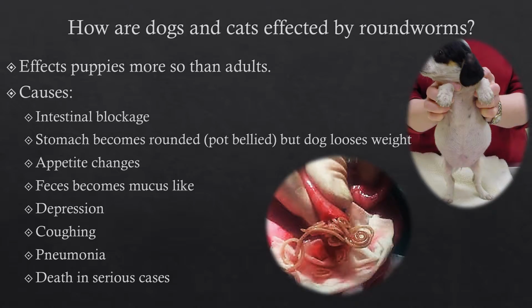They penetrate the intestinal wall. They cause bleeding and just infection. They're depressed because they don't feel good. And like I explained before, they start coughing because the larvae are now in their lungs. They want to cough them up. It's causing irritation. And the pneumonia can also occur from the larvae being inside of the lungs.